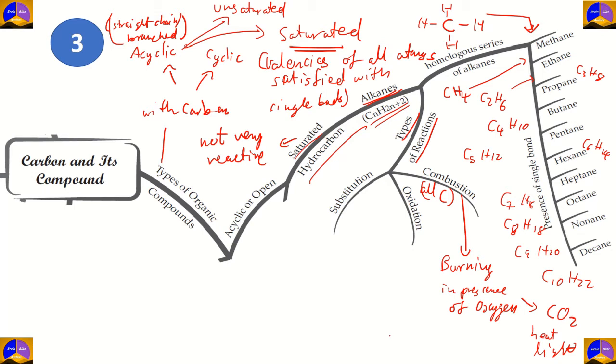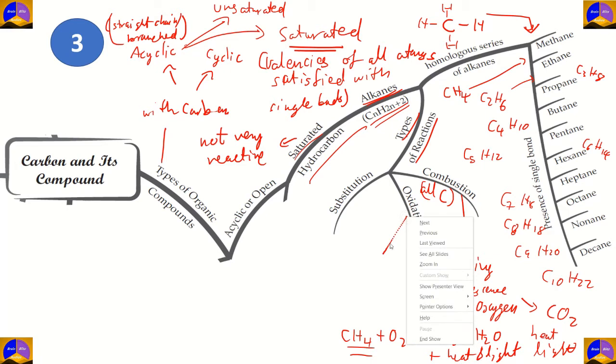Now, an example reaction for combustion is the combustion of methane. Methane plus O2 gives you CO2 plus H2O plus heat and light. So methane is actually a fuel that we can use. The methane is actually present in natural gas, so it's used as fuel. So this reaction is pretty important commercially and also scientifically.